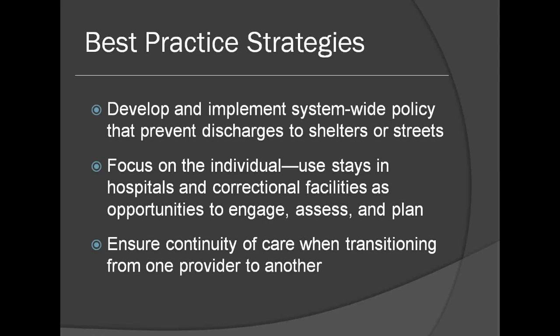Now let's take a look at some of the best practice strategies. Number one strategy that's been deployed has been to develop and implement system-wide policies that prevent discharges to shelters or streets. Again, we'd focus on the communities that possess the individual and the system-based risk factors, and we develop and implement system-wide policies for all those communities. We're discharging from either the hospital or from a detox program, from a state facility, or the 18 to 24-year-olds aging out of the state system. We develop a strategy to prevent discharge to shelters or streets.